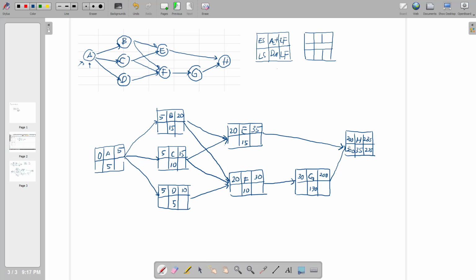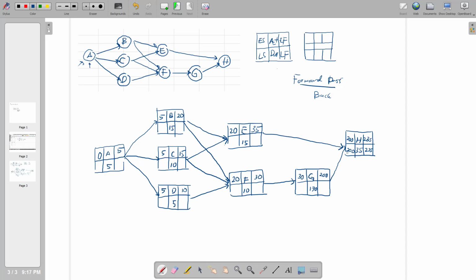Then from 200, it goes back again. The previous one, we call it the forward pass. When someone tells you about forward pass, the first thing we do to the right side is the forward pass. Now to calculate the late finish and the late start, we call that one the backward pass. So what we are doing now is the backward pass. We'll take questions later if you have any.